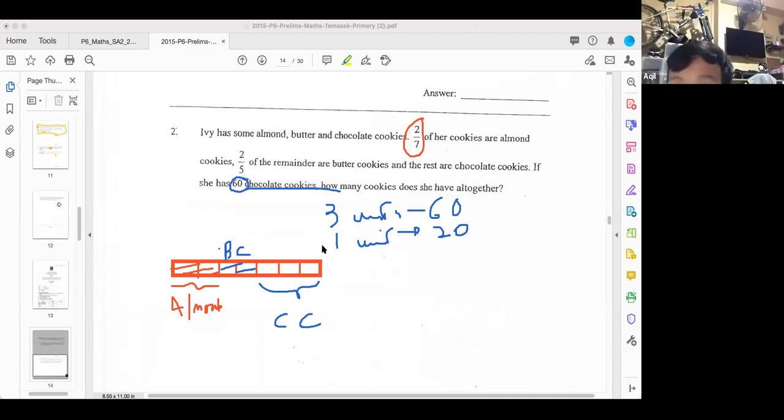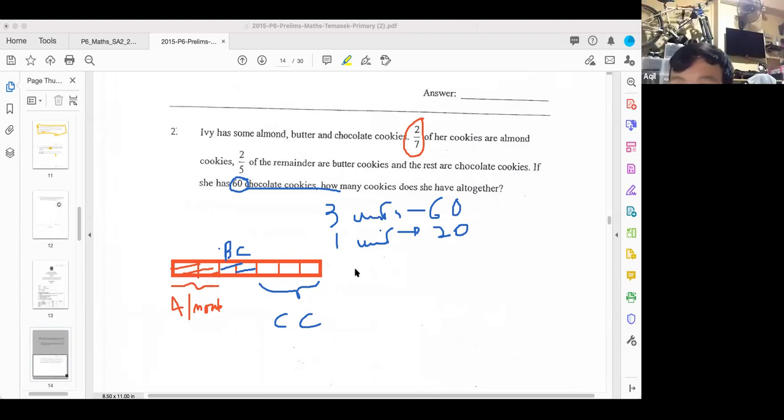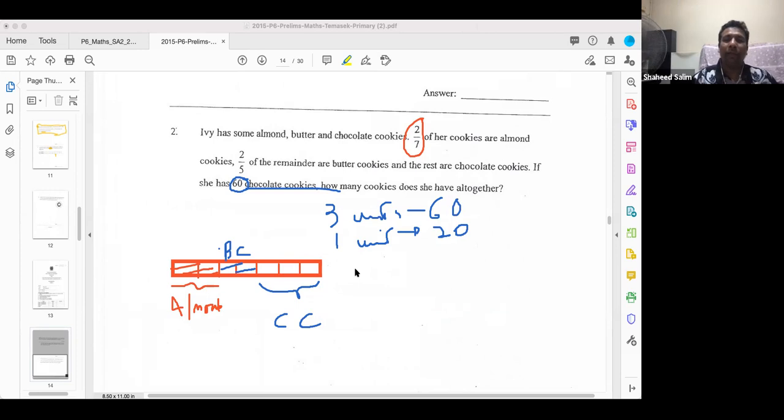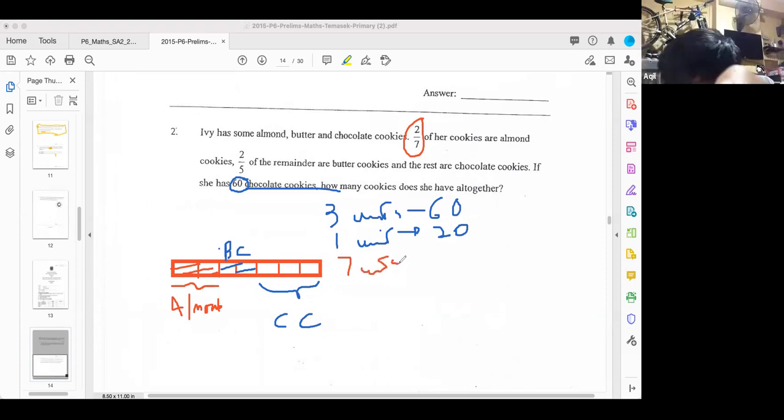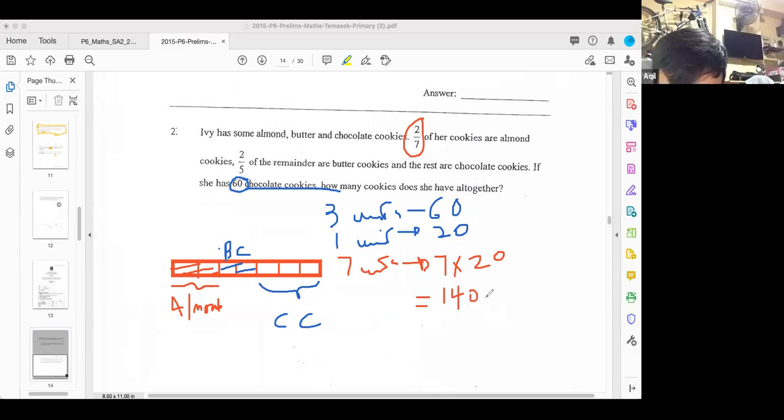I first added the 60 and the 60 and then the 20. But there are 7 parts. So 1, 2, 3, 4, 5, 6, 7. 7 units, right, down here? 7 units. I add 60 and 60, then add 20. 60 plus 60 is 120, plus another 20 is 140. Or you can take 7 units, which is 7 times 20. What do you get? You will get 140.